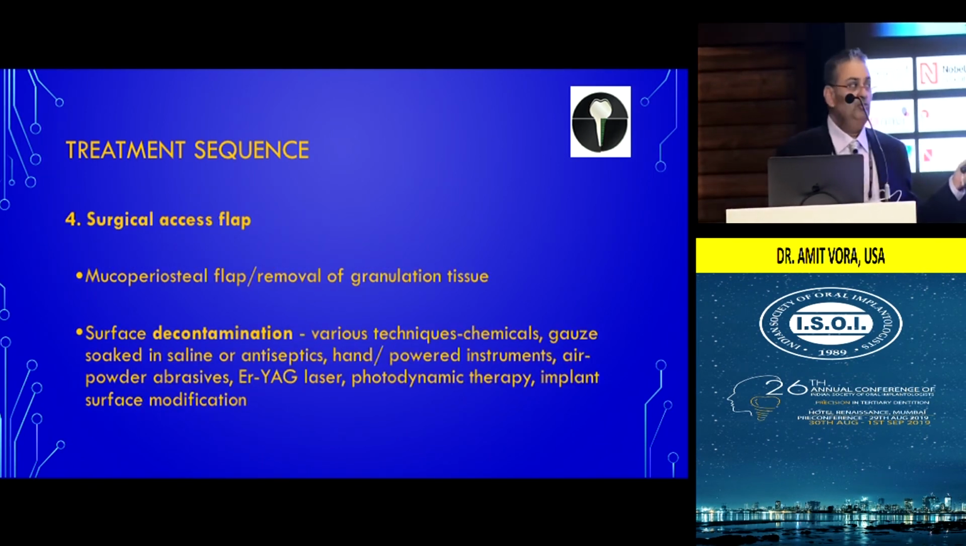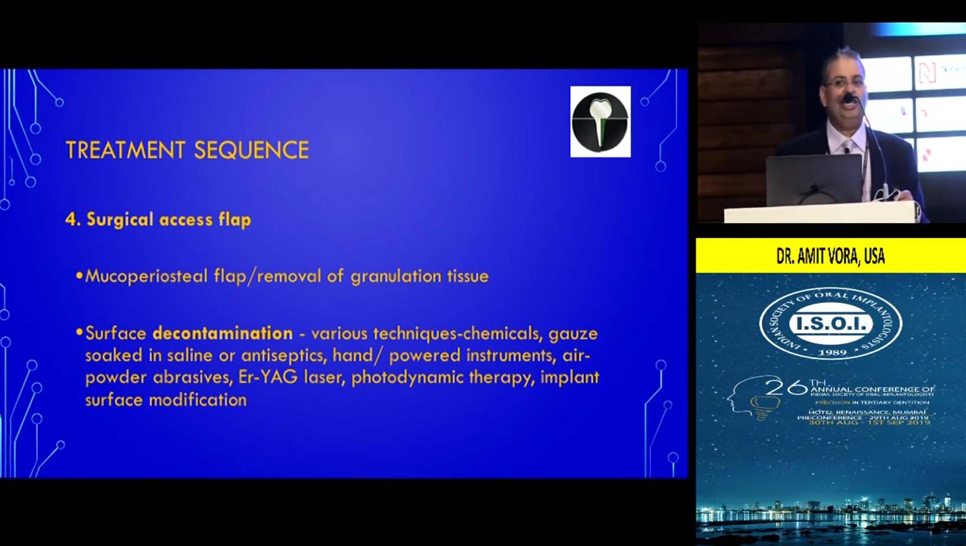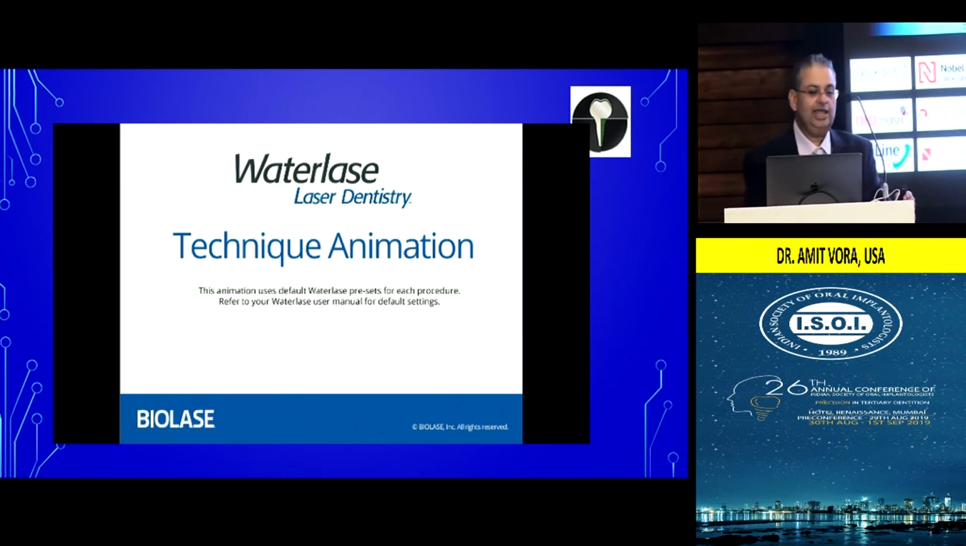A flap removes the granulation tissue, and then you decontaminate. Like I mentioned before, initially we didn't know, but Fromm and Rosen came up with the idea of decontamination. Subsequently, there are a lot of different ways, and one of the ways that we are using now is the laser. And with some of those techniques, you don't even have to raise a flap unless you want to graft. So I'm just going to show you a little animation. I'm going to stop talking and let the slide talk.